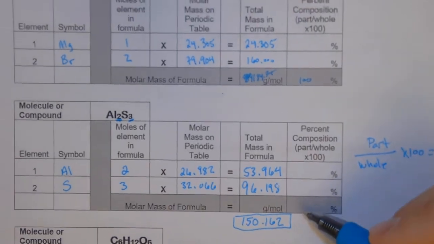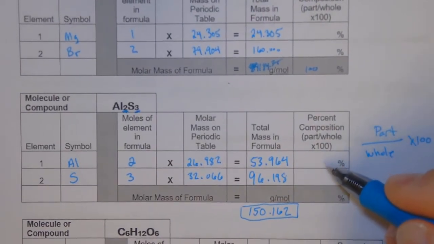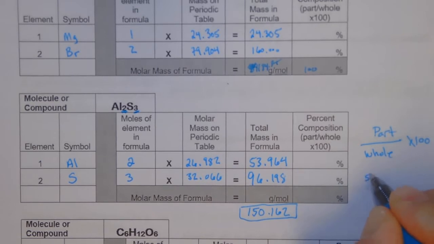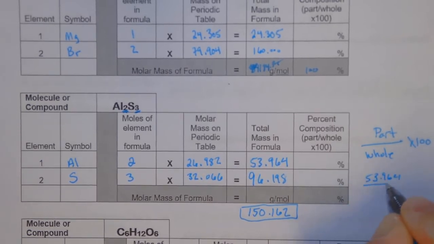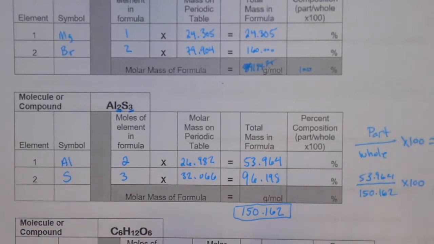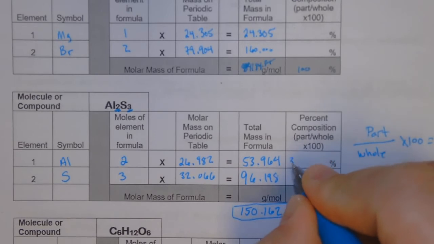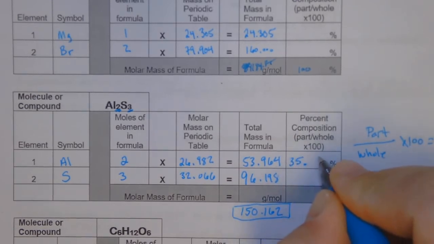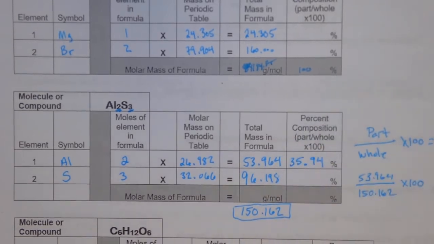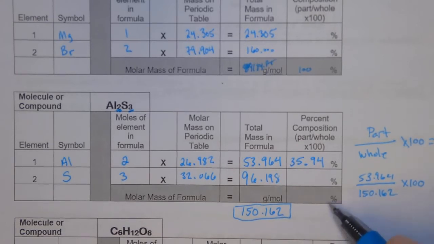All right, so if I want to know the percent composition of aluminum, I take 53.964 and I divide it by the whole number, which is 150.162. Multiply that by 100, and that should give me my percent composition of aluminum, which is 35.94. Okay, now the rest of it should be your percent for sulfur.